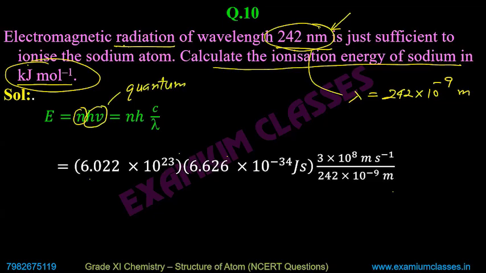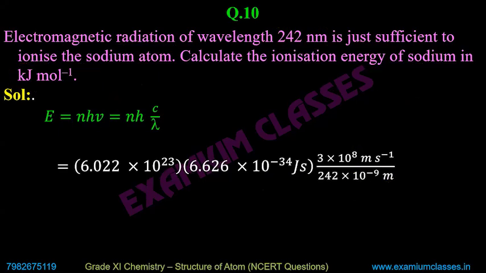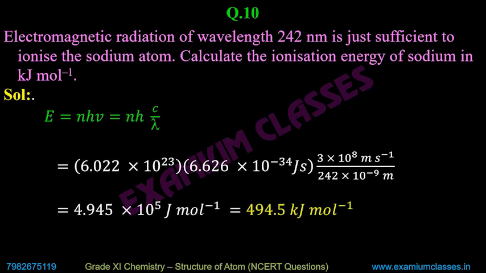Substitute the values. This is Na for 1 mole, Hc by lambda. Make sure that you convert the lambda into meters. That is a common mistake. That's why I am repeating. So you get the energy in joules per mole here. Because you calculated for 1 mole, you will get joules per mole. You need to convert it into kilojoules per mole.